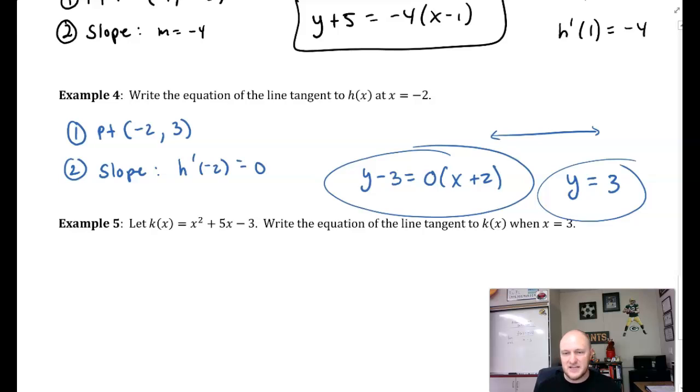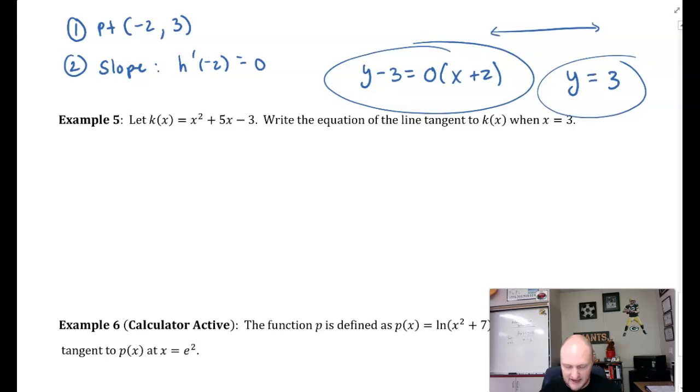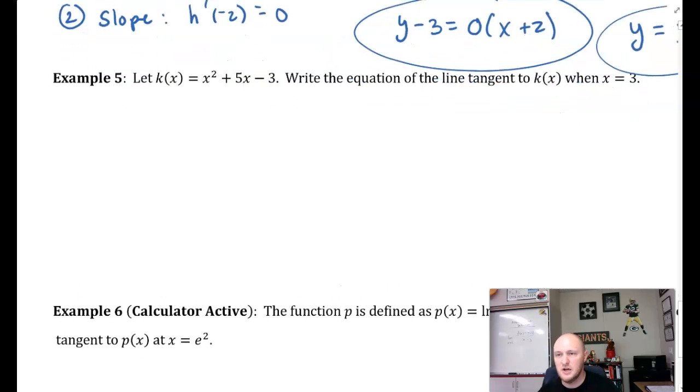Okay, example number 5. Example number 5 is difficult just to be difficult. And it ties back into our first lesson on the limit definition, specifically the alternate limit definition. So let's go ahead and read the problem, and then we'll dive into how the alternate limit definition comes into play. Example number 5. Let k of x equal x squared plus 5x minus 3. Write the equation of a line tangent to k of x when x is equal to 3.